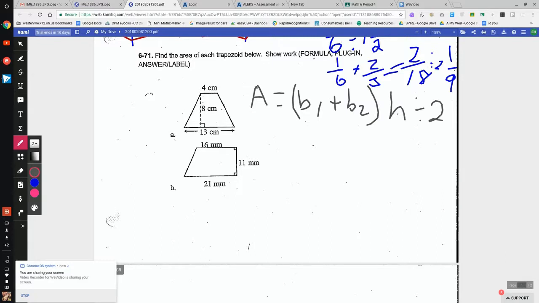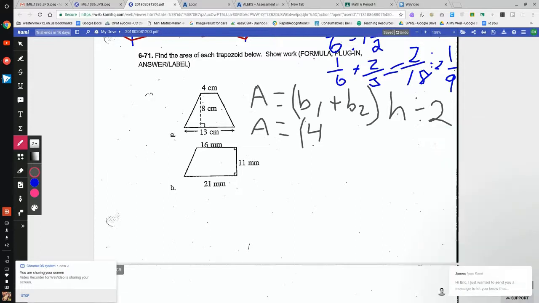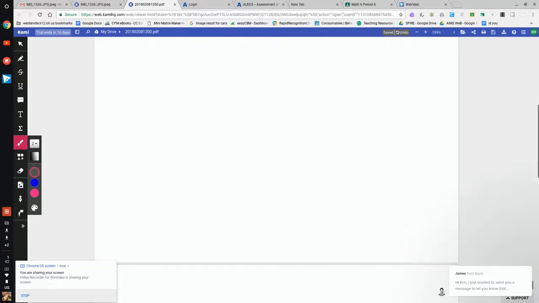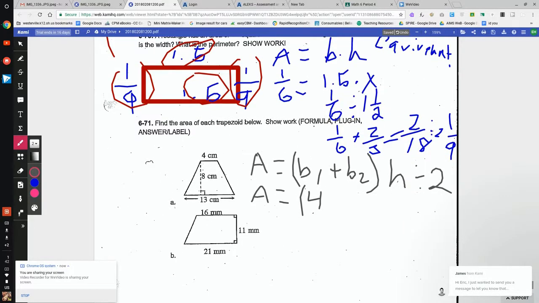So now we got to plug everything in for A. Area equals base 1 we'll call 4. It's on top. Base 2 is 13. Our height is 8. We divide by 2. Whoops. So again, third step of many, we have 17 here. So we got 17 times 8 divided by 2.